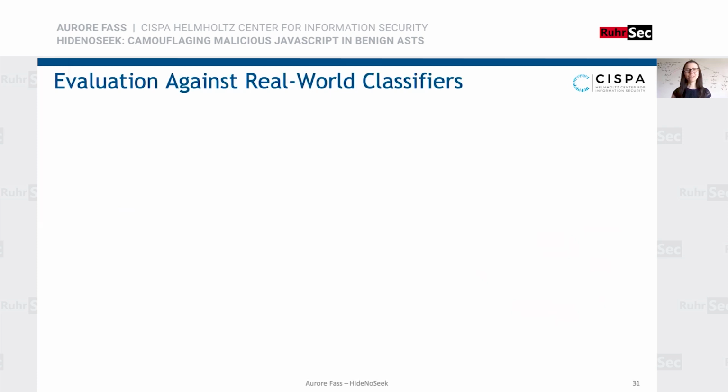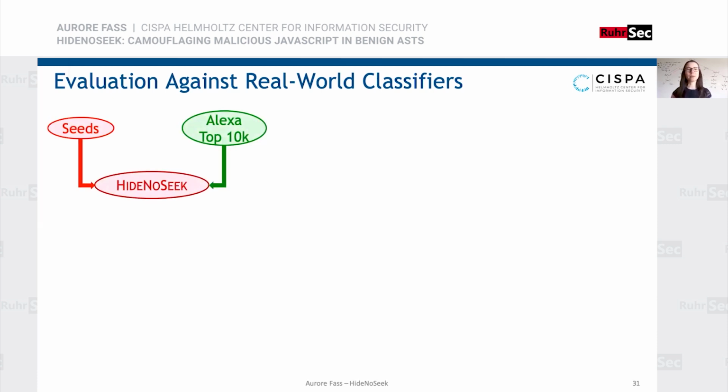So finally, let's evaluate our camouflage attack in practice, so on real-world static detectors. Here is our pipeline. We have our malicious seeds, we have our benign samples from Alexa, and we have our HideNoSeek system. We generated over 90,000 samples, and now we will classify these samples using different static detectors which we can find in the wild. Here we have two possibilities. Either the HideNoSeek samples are recognized as benign, which is awesome because it is a false negative, showing that the attack is actually working, or the sample is recognized as malicious.